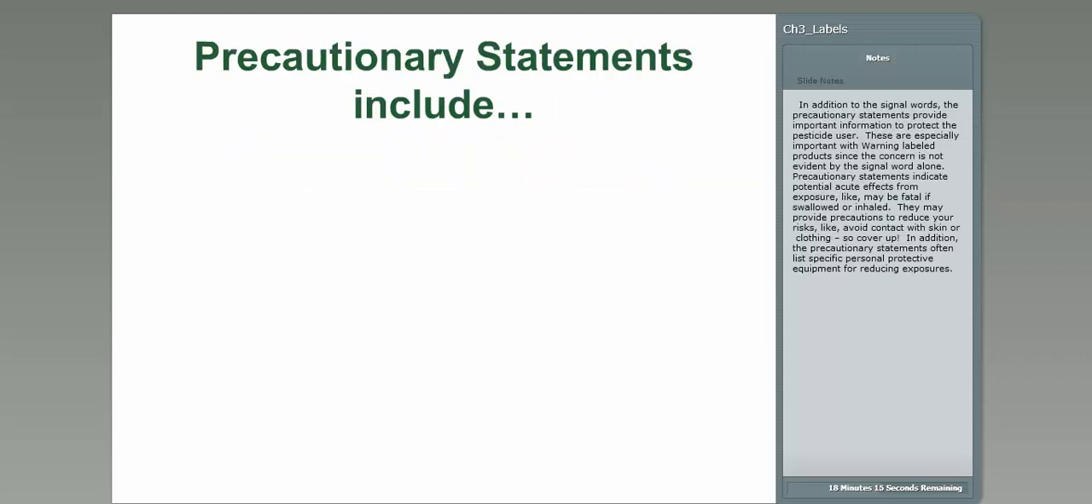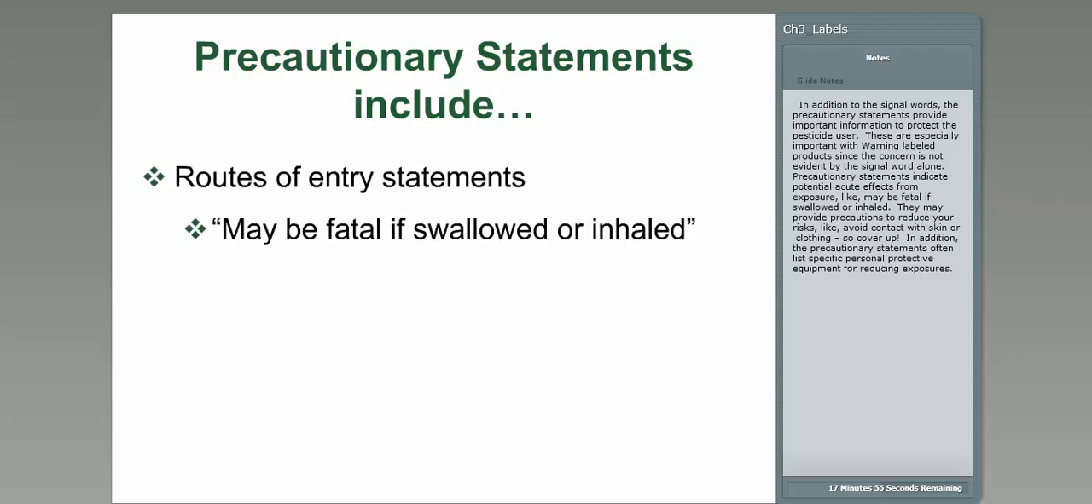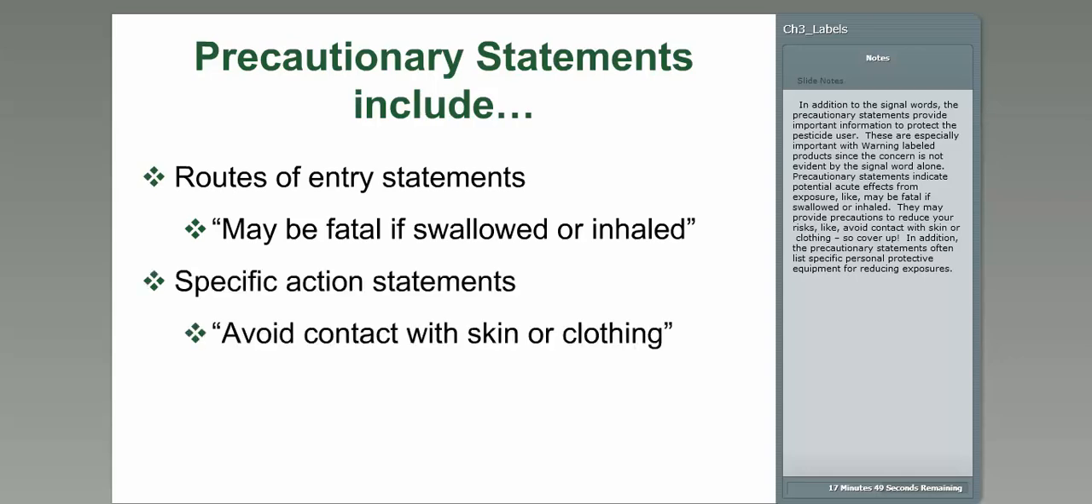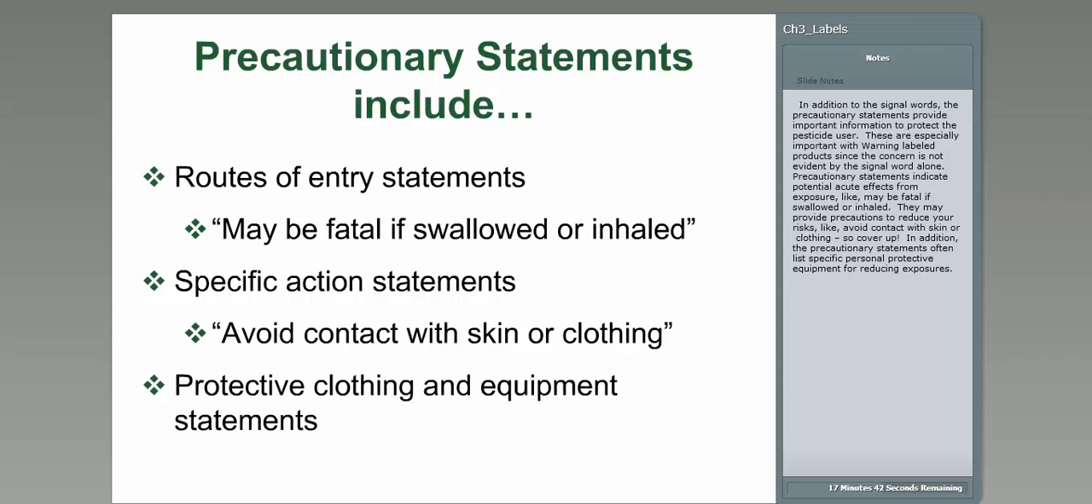In addition to the signal words, the precautionary statements provide important information to protect the pesticide user. These are especially important with warning labeled products since the concern is not evident by the signal word alone. Precautionary statements indicate potential acute effects from exposure, like may be fatal if swallowed or inhaled. They may provide precautions to reduce your risks, like avoid contact with skin or clothing, so cover up. In addition, the precautionary statements often list specific personal protective equipment for reducing exposures.